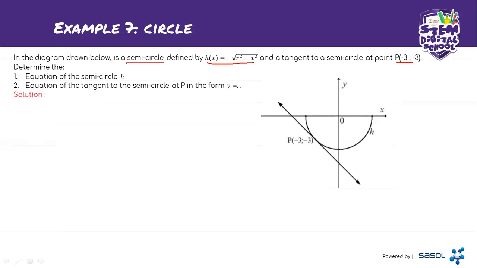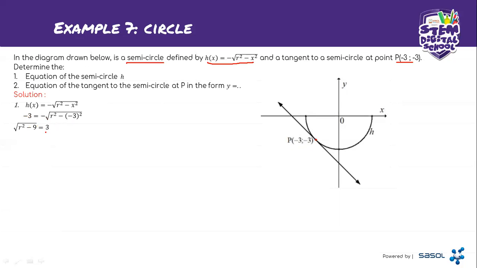Let's see how we do that. Because we don't have r squared, we have to look for a point on the semicircle. We can see we have one point, which is point P. We're going to utilize that point to determine r squared, because this point has x and y. Where we see x, we put -3. Where we see y, we put -3. Then we try to solve that. Then we divide by negatives on both sides.